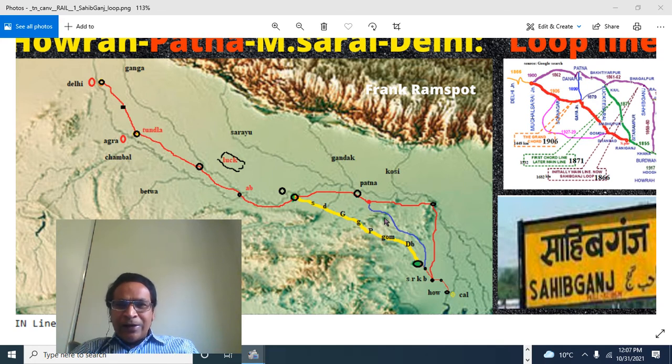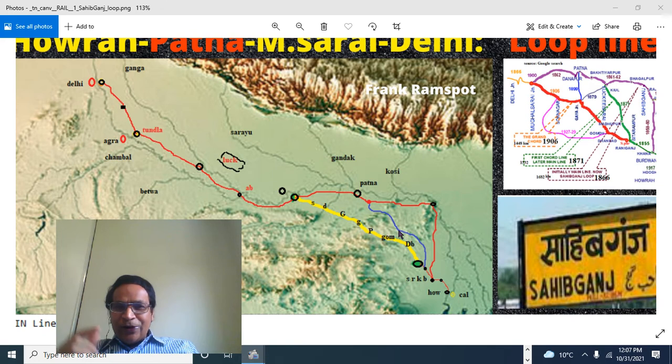Because this was a short line, it is called the chord line. Chord means, in mathematics, there is Bardhaman area and you have the Patna area, and if you draw a straight line, this is much shorter. So it is called the chord line. When the chord line was built, always remember Kiul town, south of the Ganga river, south of Lakhisarai, close to Patna. The chord line is the Kiul line.